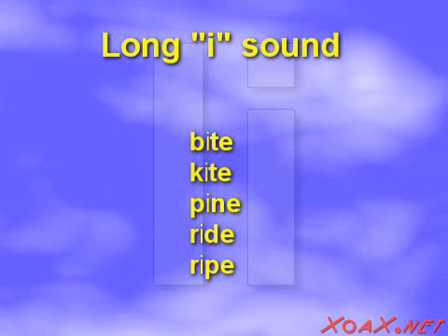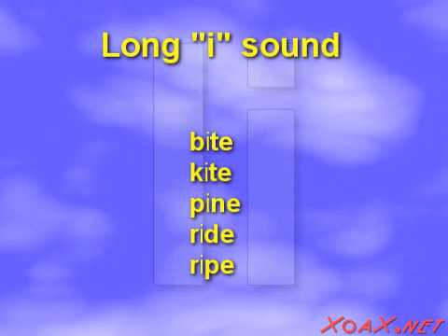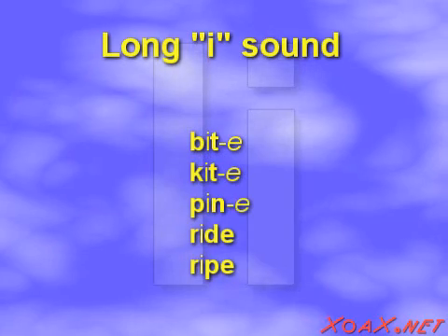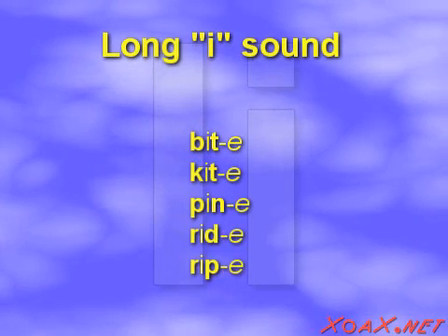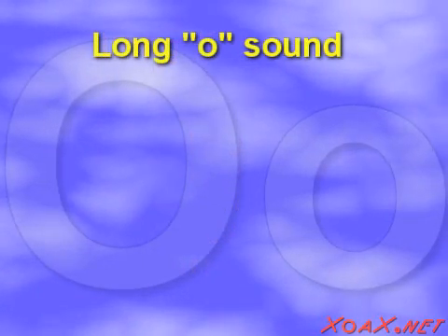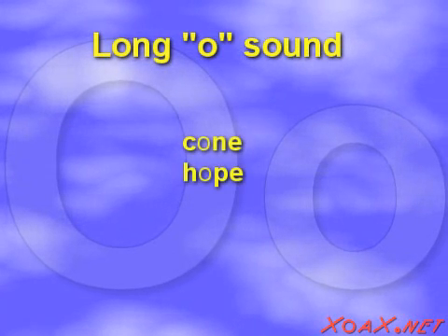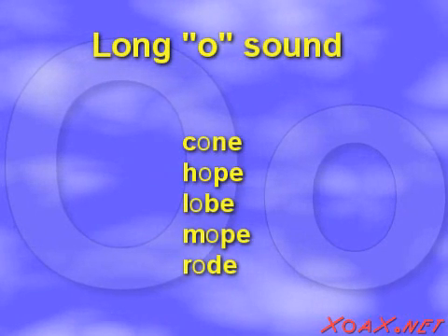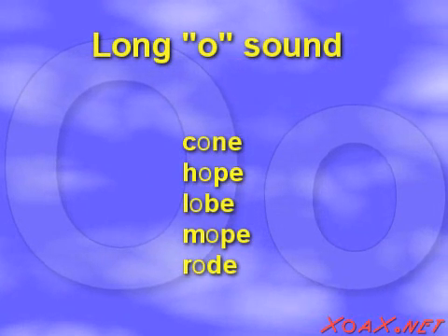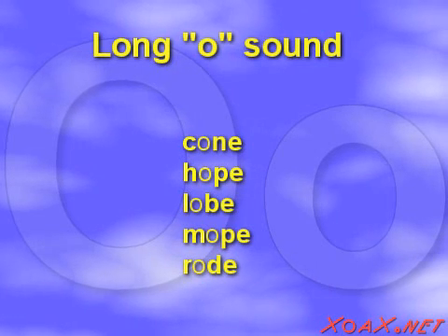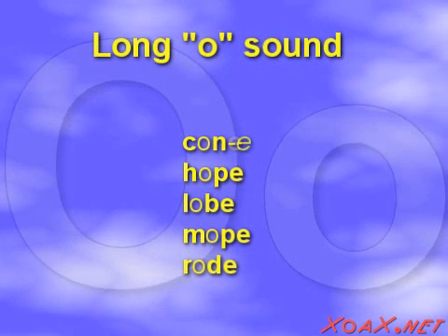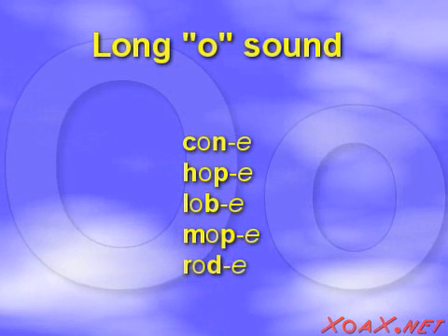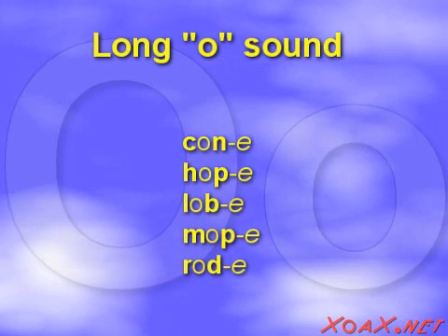These words are formed by adding the silent E at the end of the short I words bit, kit, pin, rid, and rip. For the long O sound, we have the words cone, hope, lobe, mope, and road, with the long O sound in them that sounds like O. These words can be formed from the short O vowel sound words con, hop, lob, mop, and rod by adding a silent E at the end.